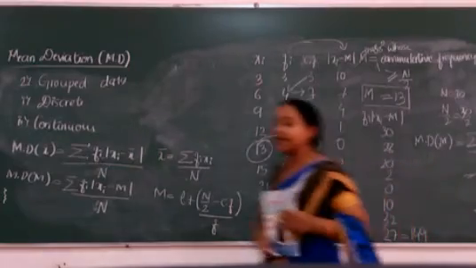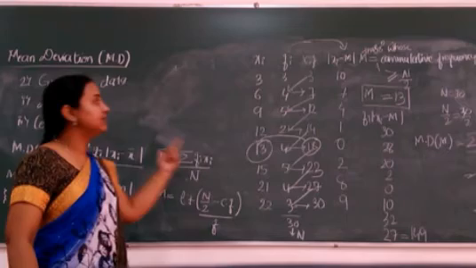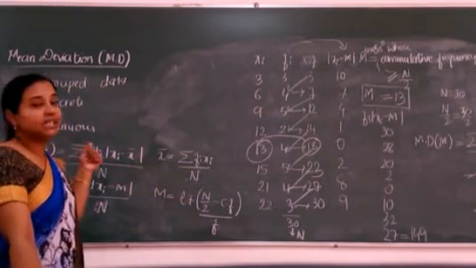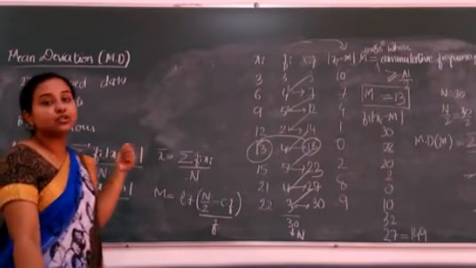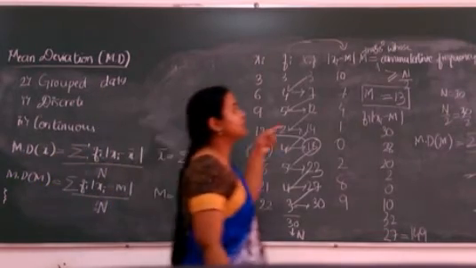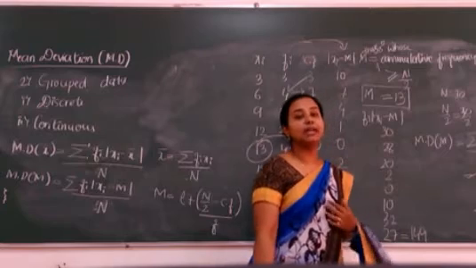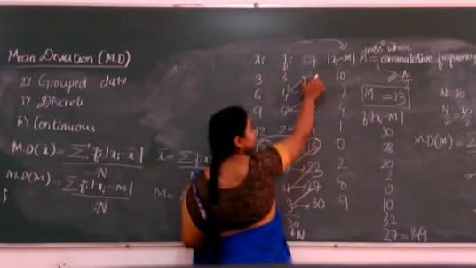Now let us once again revise. We have been given a discrete data. For that discrete data, you need to find the mean deviation about median. To calculate that, first we should know what the median is. What is our median formula? It is that observation whose cumulative frequency is greater than or equal to n by 2. So to calculate the median, we should know the cumulative frequency.